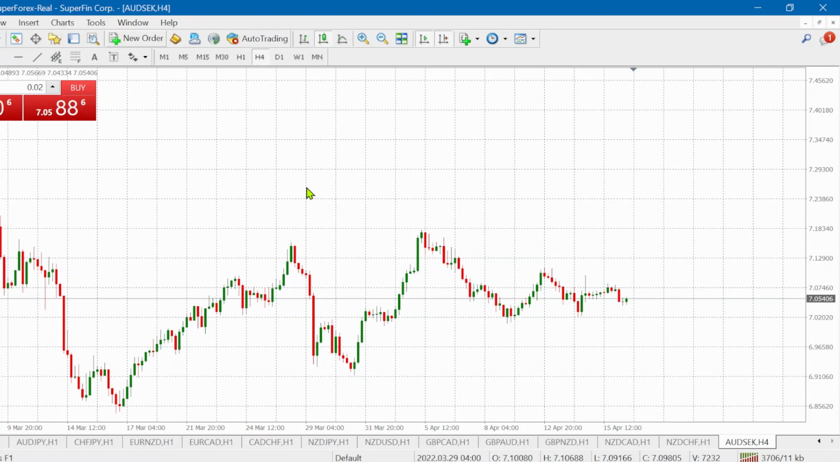Today we shall be looking at Australian dollar versus Swedish krona on the 4 hours time frame. And today I shall be showing you how to use Fibonacci tool to identify and trade the market.